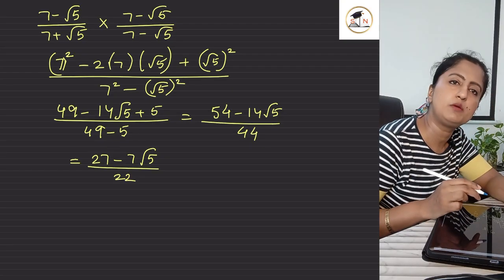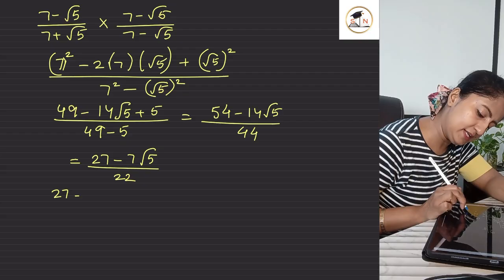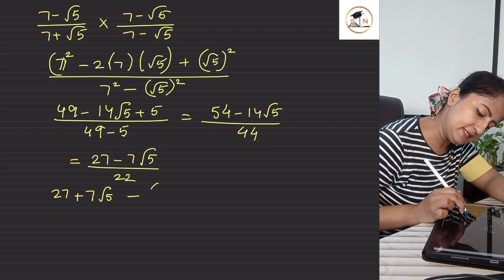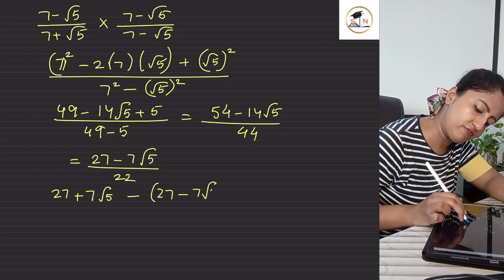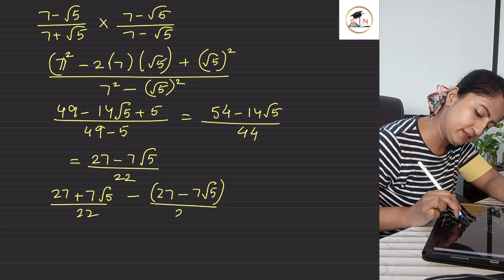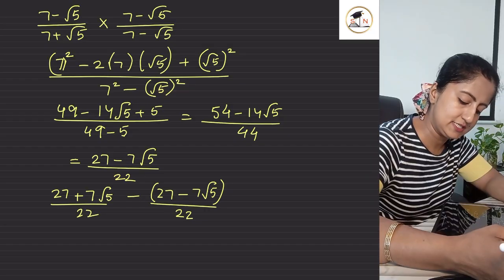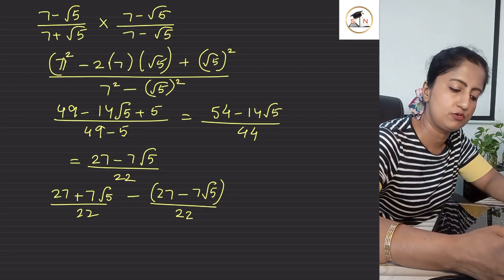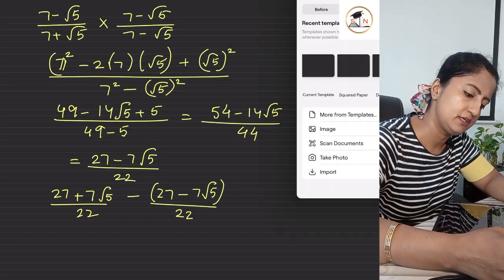अब दोनों को हमें सब्ट्रैक्ट करना था, राइट? पहले वाला लिखेंगे 27 plus 7 root 5 minus (27 minus 7 root 5) over 22, right? Subtraction में हमेशा सेकंड टर्म में ब्रैकेट यूज करो, सो दैट जब ब्रैकेट ओपन करोगे आप साइन चेंज करो आराम से. ओके, नाउ व्हाट डू वी हैव?